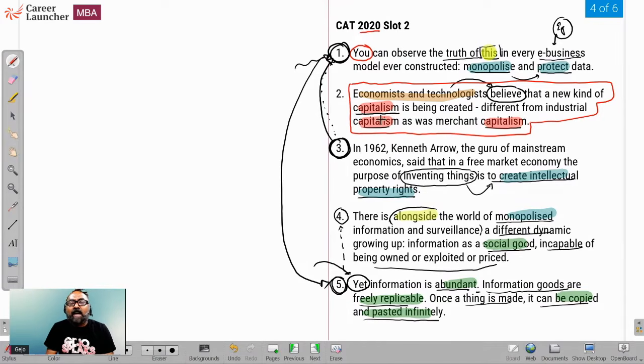Economists believe that a new kind of capitalism is created. Where is the discussion about capitalism? This discussion is not happening, though we are not able to figure out exactly what the conversation is. But one thing that is certain is that this particular sentence has to be the odd sentence here.